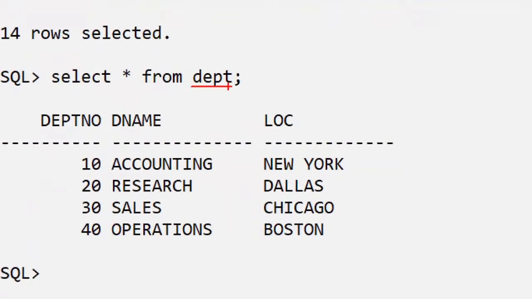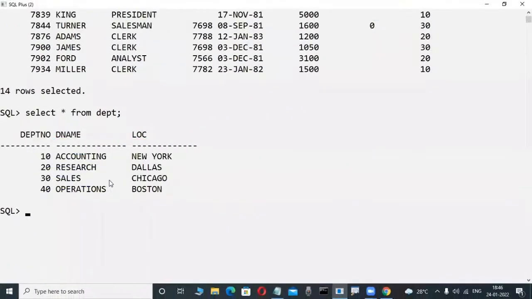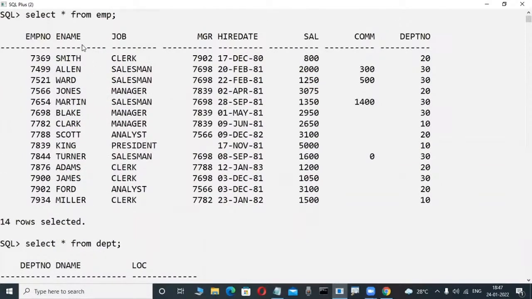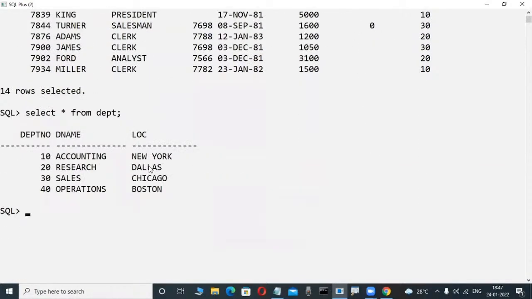Maybe department details. In this table, how many columns are there? Department number, D name, and location. 3 columns are available. How many rows are there? Observe here. 1, 2, 3, 4 rows are available. Now, one is a big table based on size only, and another one is a small table. Maybe the big table is EMP and the small table is DEPT.